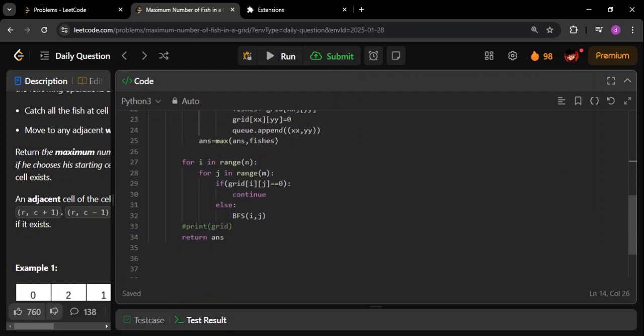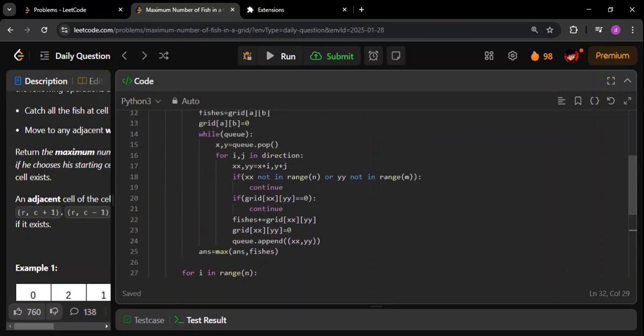See, I'm using two for loops. I'm going through every cell basically. I'm checking if grid of i comma j equals 0, then there is no meaning in continuing, that is, no meaning in starting a BFS there. Simply continue, because obviously it's a land cell, I cannot start the traversal there. Otherwise, if it is a water cell, I have to start a BFS there. This BFS function will collect the fishes for all the water cells which are adjacent to the current cell, and then we will try to consider that as the answer. Now let's see how it's being done.